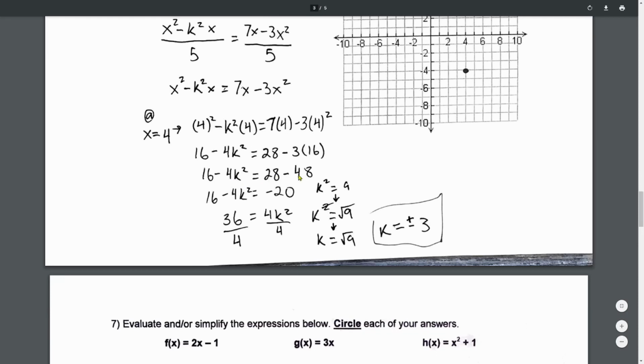You simplify as much as you can. You eventually get down to 36 equals 4k squared. Divide by 4, we get k squared equals 9. And then to get rid of this squared, we can take the square root of 9. And so k will equal the square root of 9, and k will equal positive or negative 3.